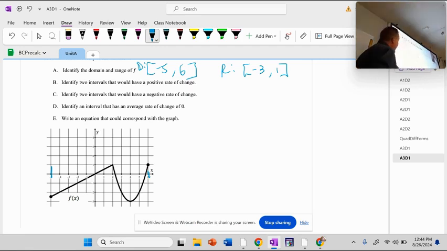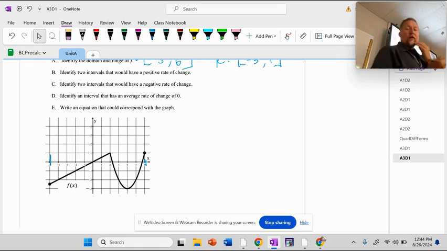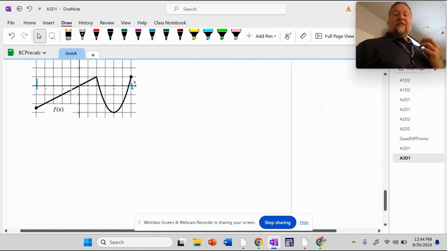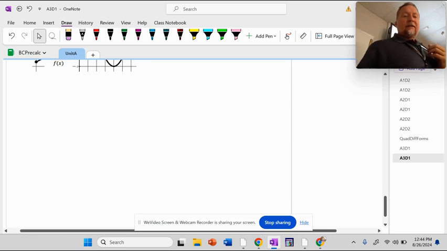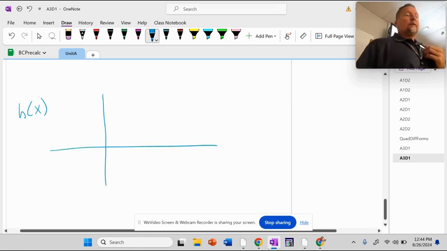Identify 2 intervals that would have a positive rate of change. Okay, what a positive rate of change is talking about is if the graph is increasing. So I did want to do that. I should have maybe done that thing over on the graph here. Let's look at something and add a little piece here. So here's h of x. This is something I want to synthesize here. And go ahead and draw like this curve.